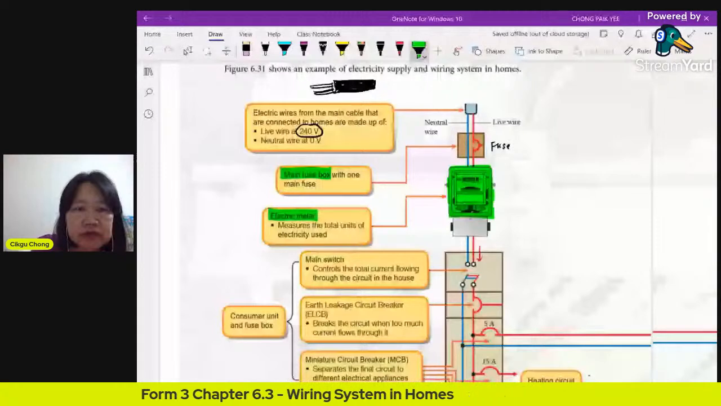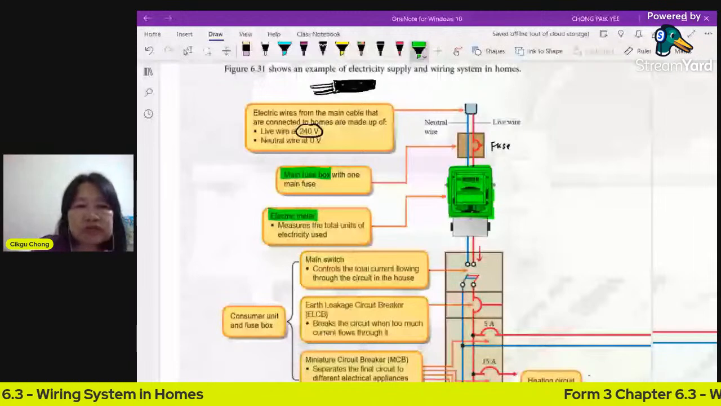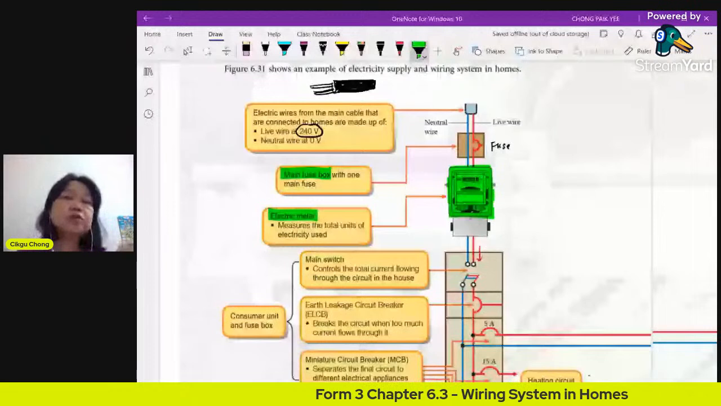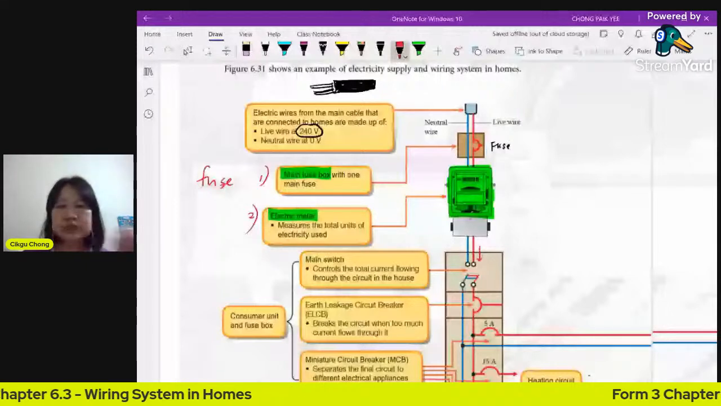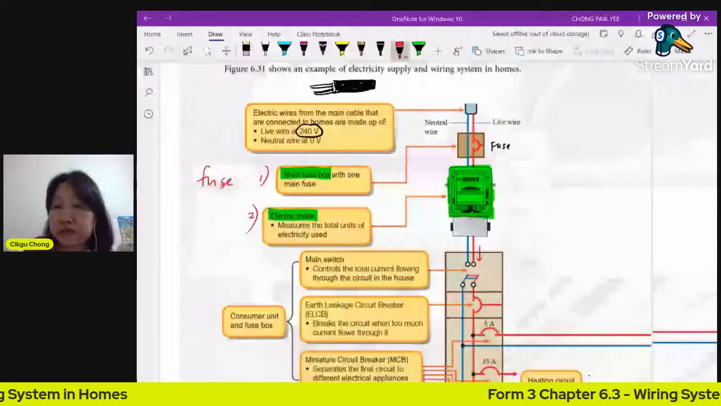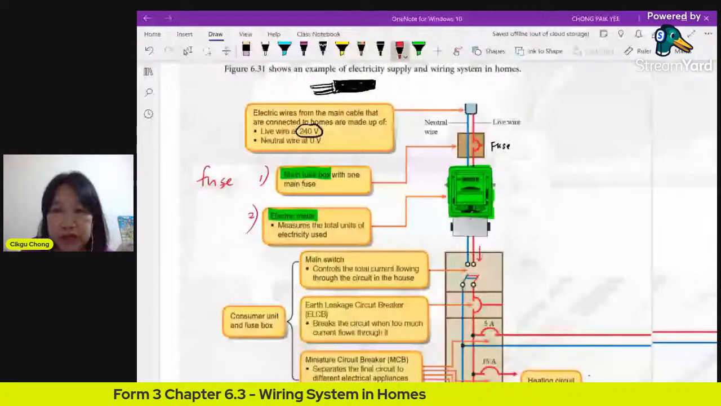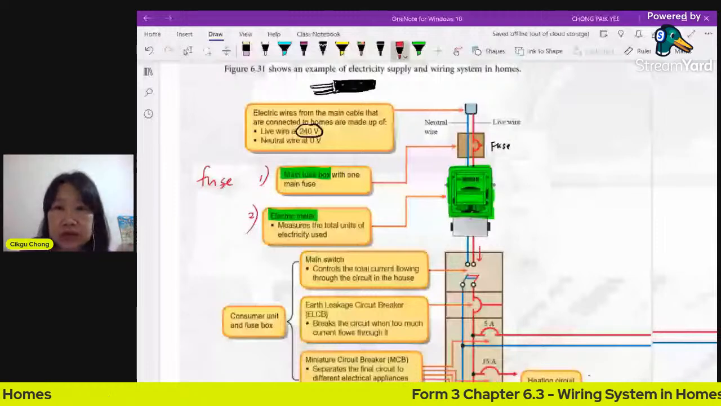What is the fuse box for? Whenever you see the word fuse, it is actually a protection. It is a device to protect your house, protect the electrical current, protect the circuit. How does it work? When you have a fuse, it has a special wire inside. The special wire has a low melting point. It is easy to melt. It's a special wire, not a normal wire. A normal wire doesn't melt very easily.